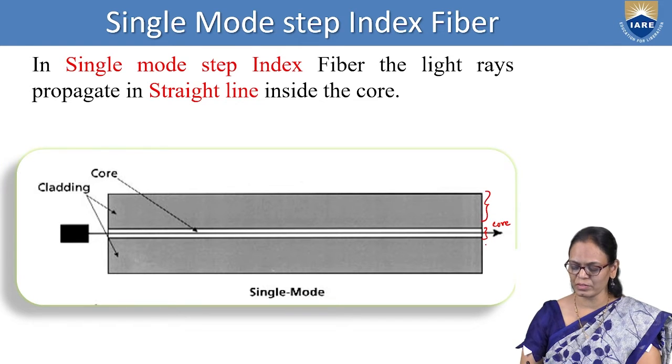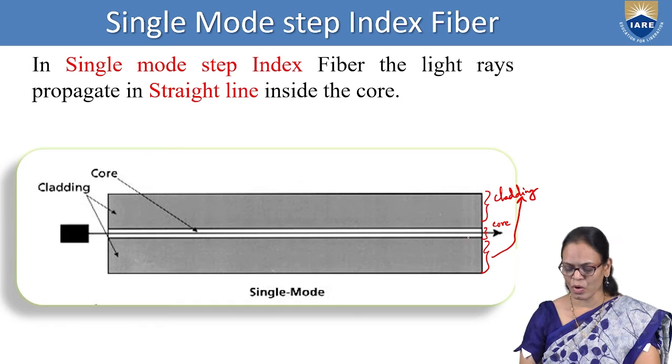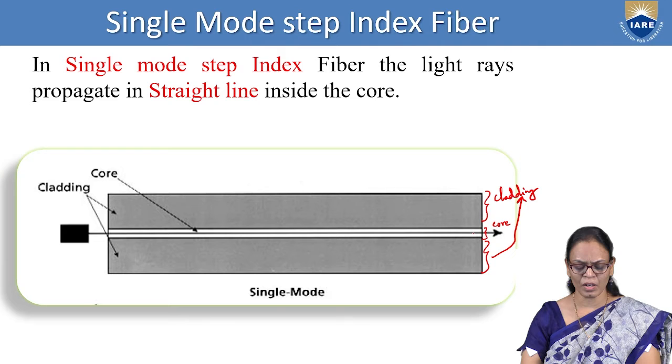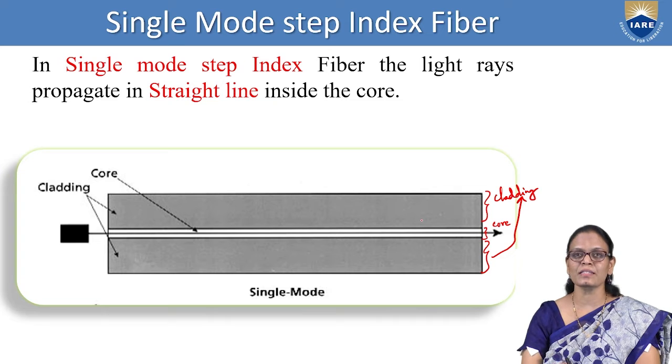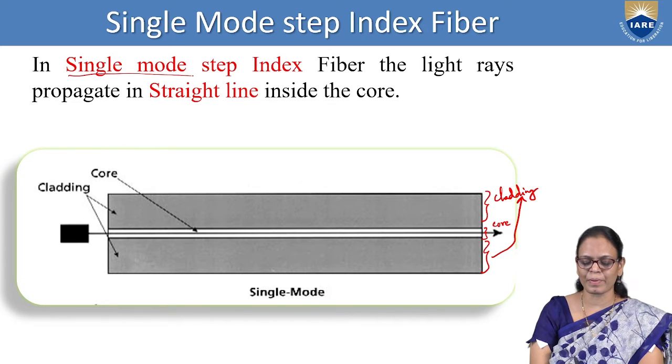and we have the cladding. These two are the cladding. Core is surrounded by cladding. So this is also cladding. When the signal passes through the core, what is happening? It travels along a straight line, a single mode. So then we call it a single mode step index fiber.